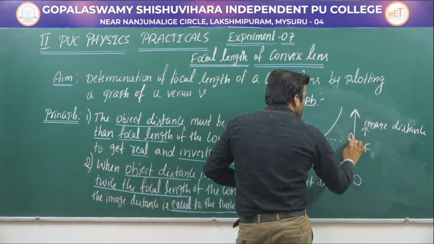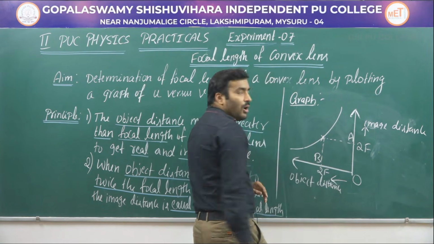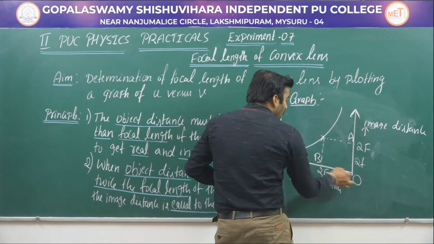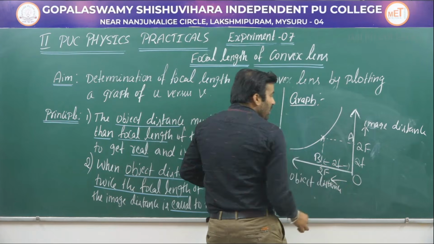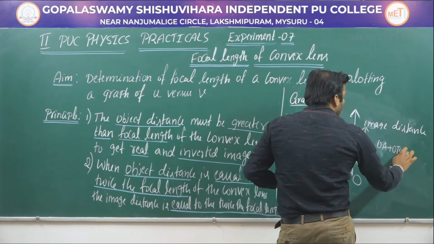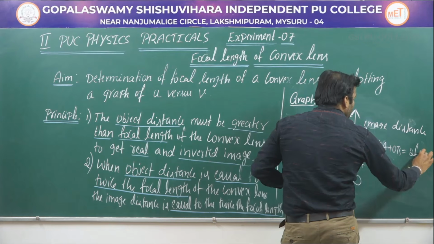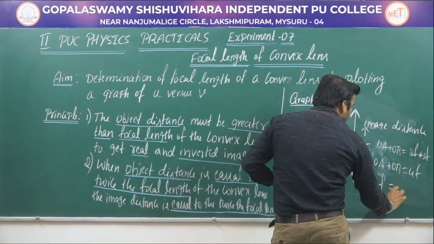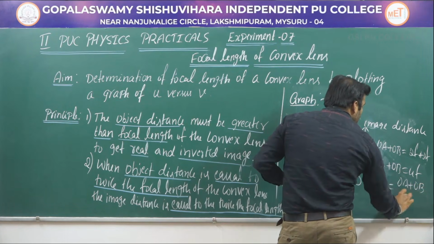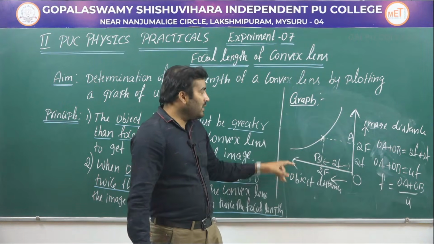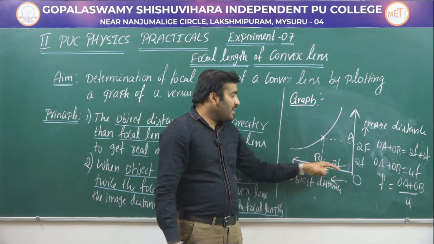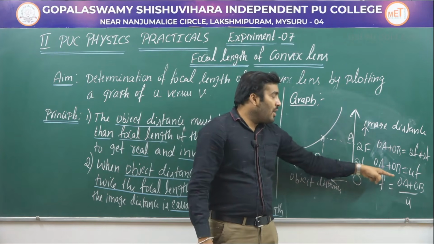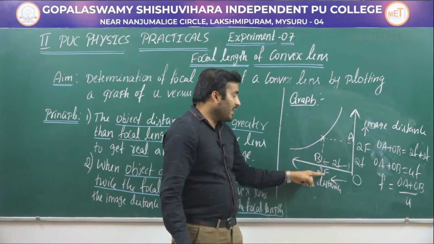Say this is O, this is A, and this is B. I know that OA is equal to 2f and OB is also equal to 2f. So when you add OA plus OB, you get 2f plus 2f, so OA plus OB is equal to 4f, or f is equal to (OA plus OB) by 4. So to find the focal length using this graph, we have to find OA and then find OB. By adding OA and OB and dividing by 4, you will get the focal length.